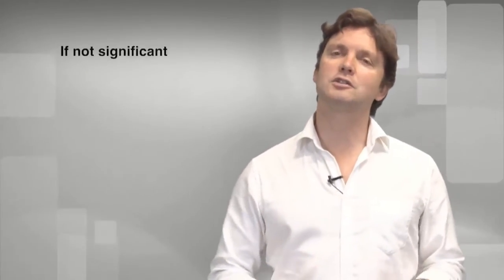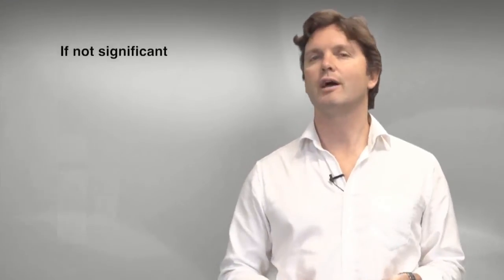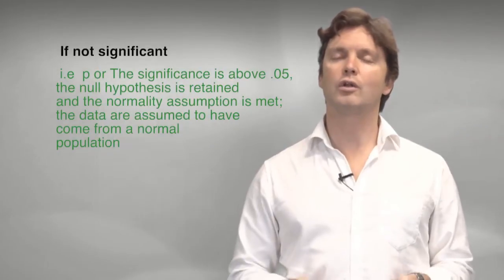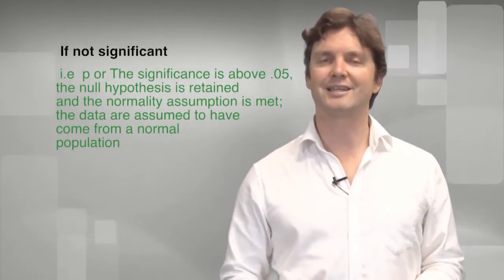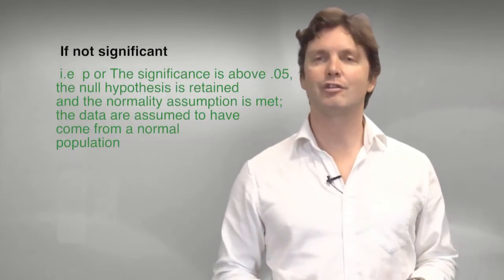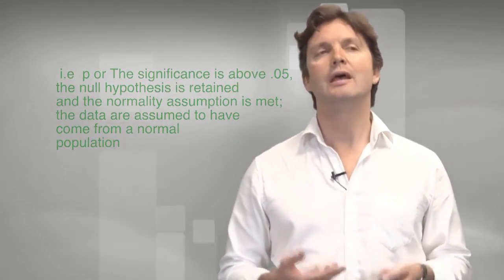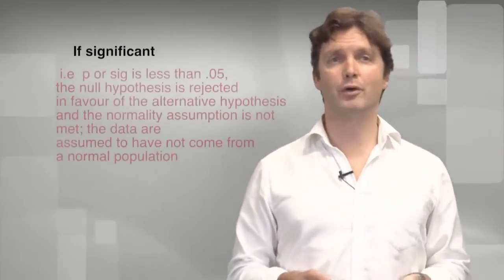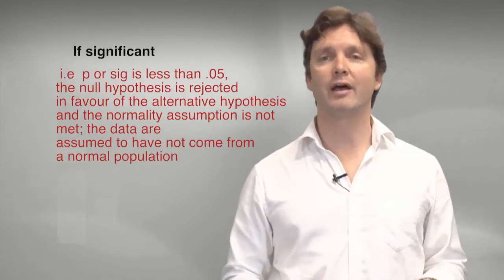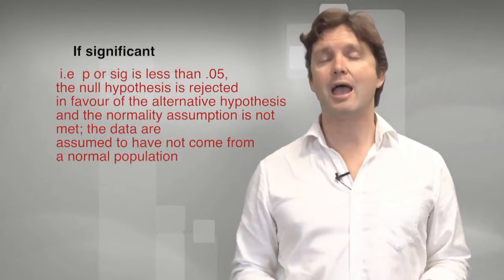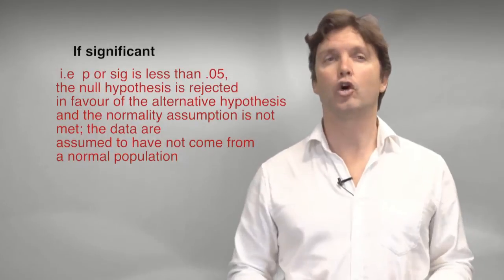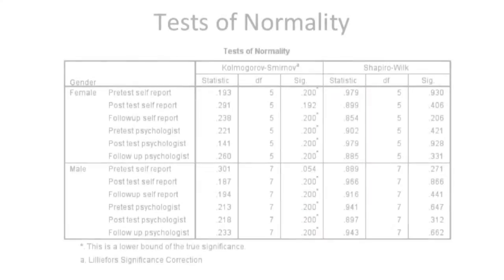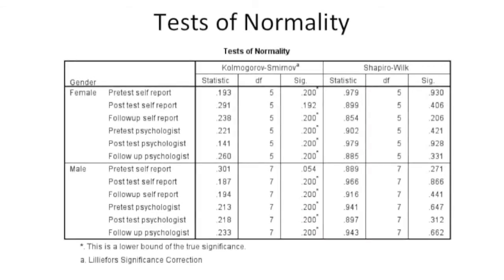Now, if the test is not significant, so in other words, the sig value is greater than 0.05, then the null hypothesis is retained and the normality assumption is met. So the data are assumed to have come from a normal distribution. If the test is significant, so in other words, the p or the sig value is below 0.05, then the null hypothesis is rejected in favour of the alternative hypothesis, and the assumption of normality is not met. So in other words, it's violated. Now in this case, we can see the significance for all groups of scores for the Shapiro-Wilk test is non-significant.